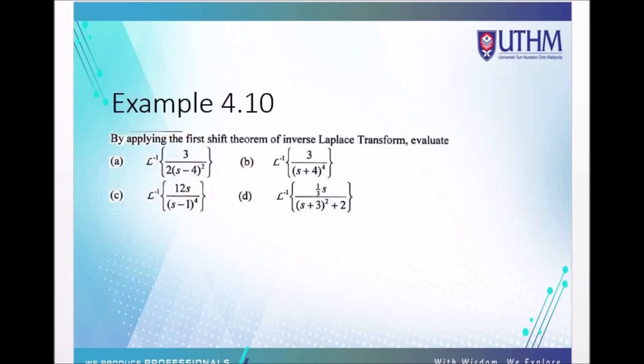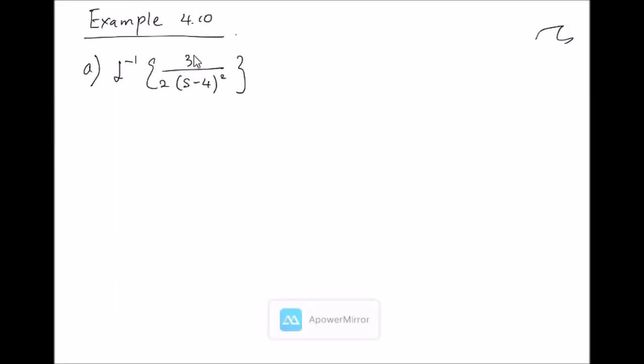Okay, let's look at the example. By applying the first shift theorem of the inverse Laplace transform, evaluate the inverse Laplace transform of 3 over 2(s minus 4) squared. To do this, we need to take out the constant. 3 over 2 is a constant, so we take out the 3 over 2, and then we left 1 over (s minus 4) squared.